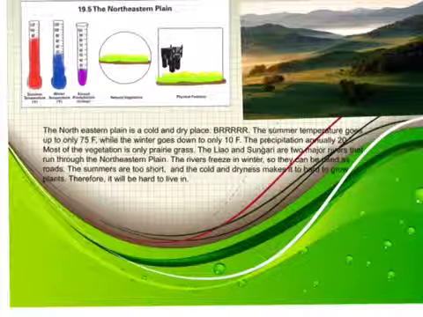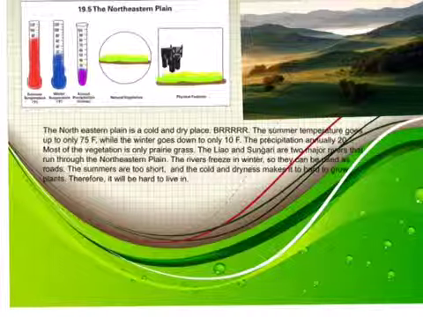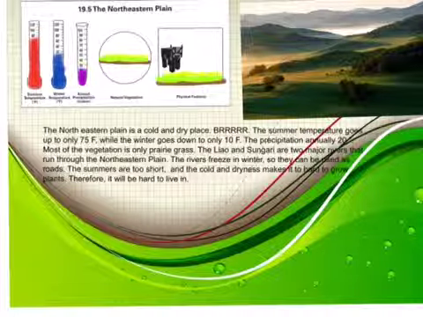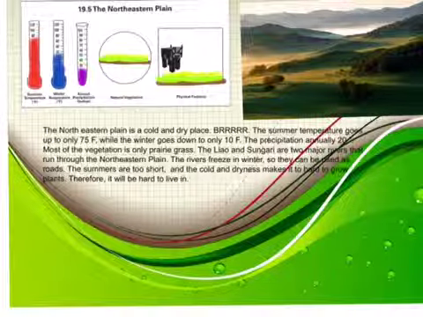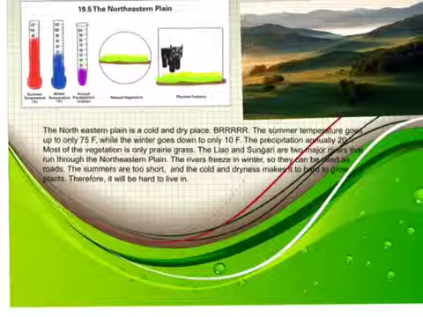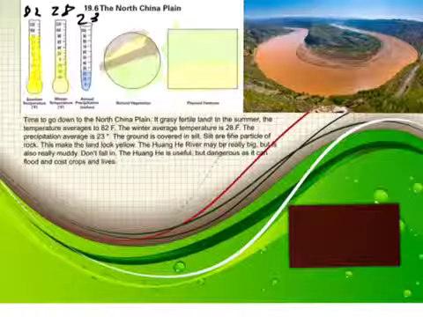The Liao and the Songhua are the two major rivers that run through the northeastern plain. The rivers freeze in winter so that they can be used as roads. The summers are too short, and the cold and dryness make it too hard to grow plants. Therefore, it will be hard to live in.